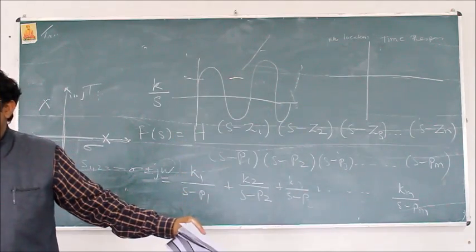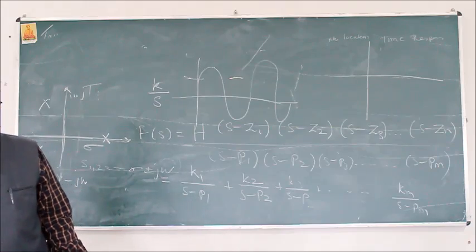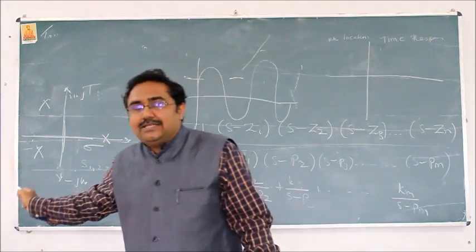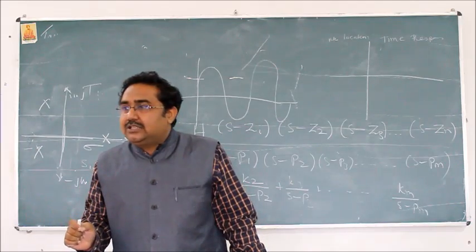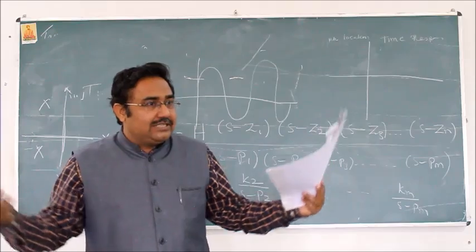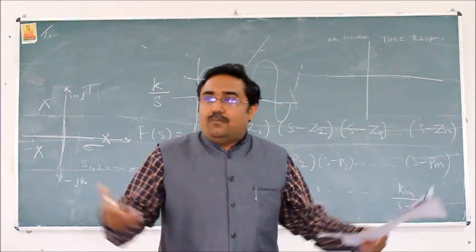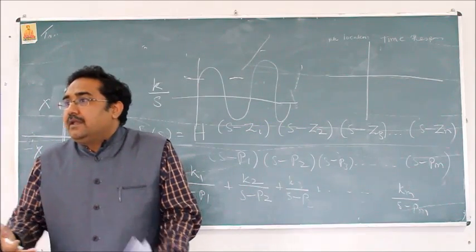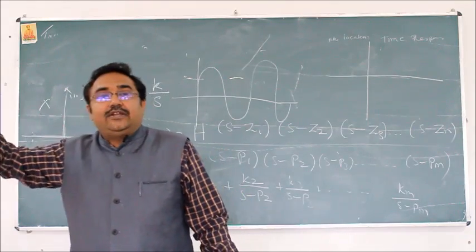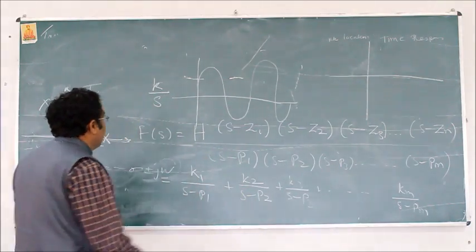The real term will contribute to exponentially decreasing, while the imaginary axis will make the system oscillatory. Since both exist simultaneously, both will contribute what? An exponentially decreasing oscillatory response. So I will give you the diagram of how it will look.